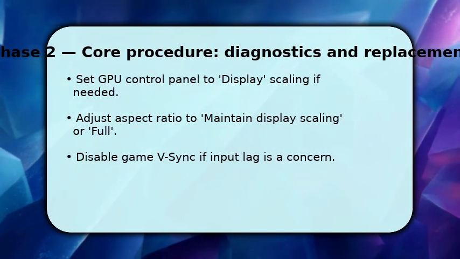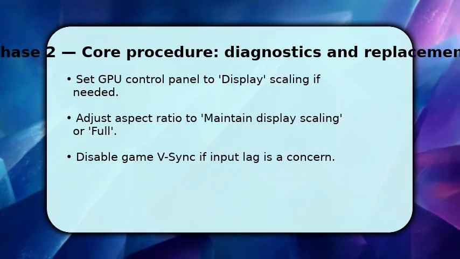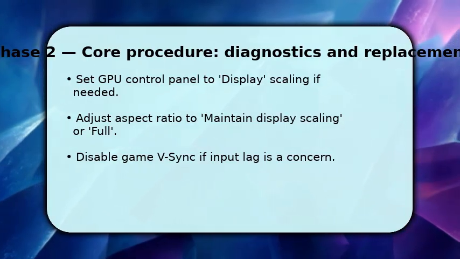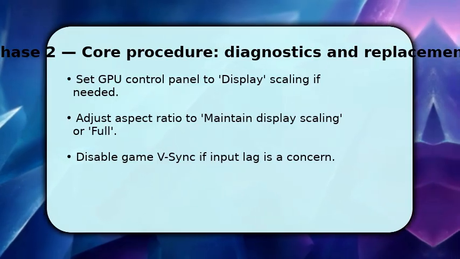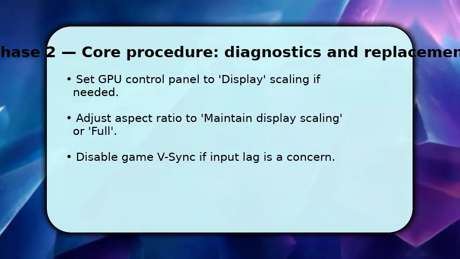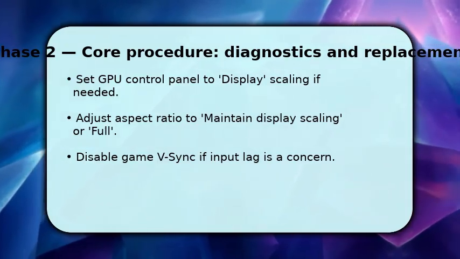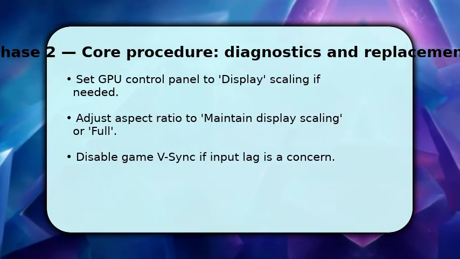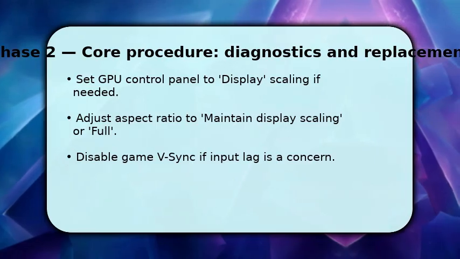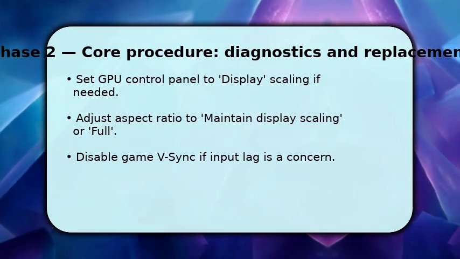Next, dive into your GPU control panel and the game's advanced video options. In NVIDIA or AMD, set scaling to use the display or to perform no scaling on the GPU, depending on your goal, and choose the aspect ratio option that forces horizontal stretch. In the game, match the internal resolution and aspect to your chosen values and tweak render scale if available.